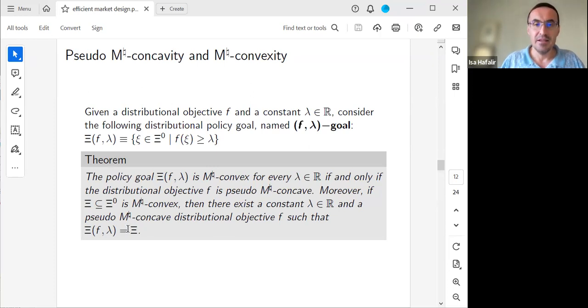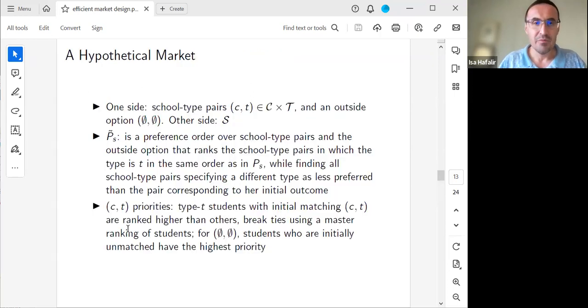And let me continue. Our main result is that once our distributional objective F satisfies pseudo M-natural concavity, there exists a mechanism that satisfies the four desired properties, including improving upon the distributional objective, individual rationality, strategy-proofness, and the fourth one. So how do we do that? We do this by using a top trading cycles algorithm.